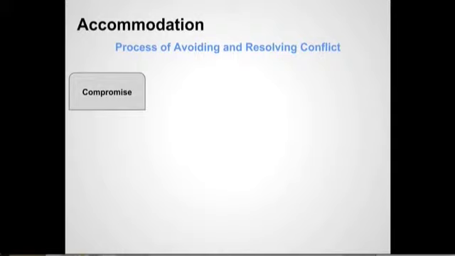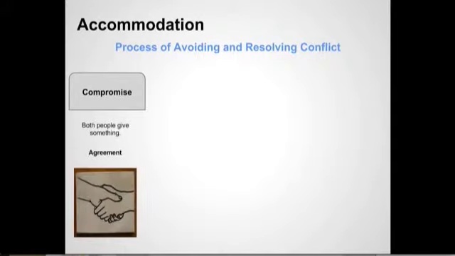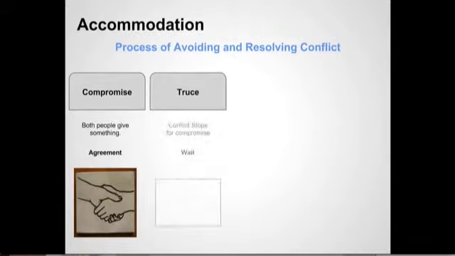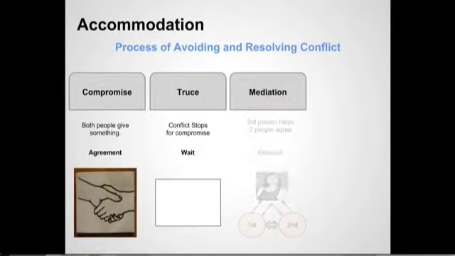So, what happens when there's conflict? There is a process of avoiding and resolving conflict, and it's called accommodation, our fifth and final interaction. There's compromise, and compromise is people who give something up in order to have an agreement. There's truce, which just means that the conflict stops to wait for a compromise. There's mediation, and mediation is when a third person helps the two people agree.